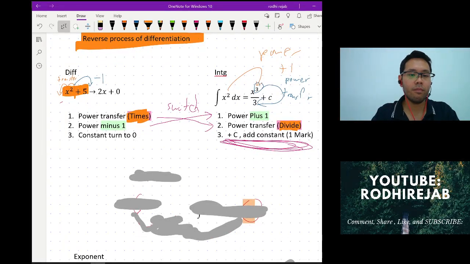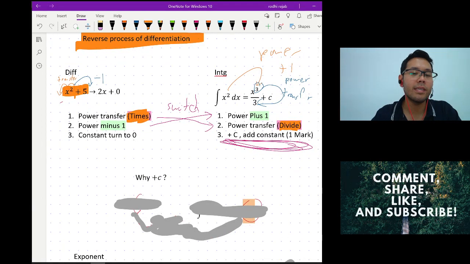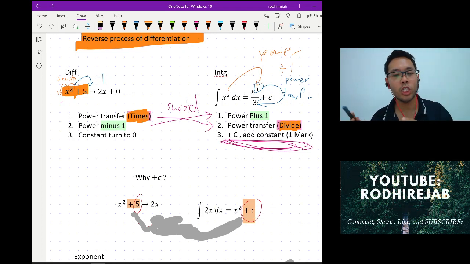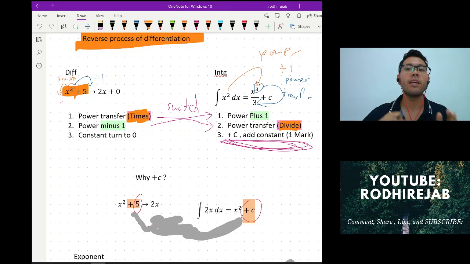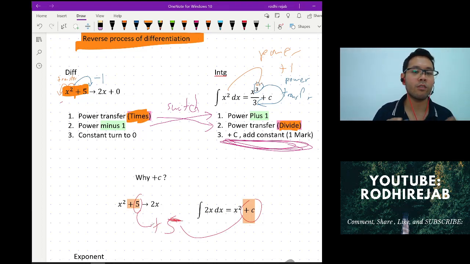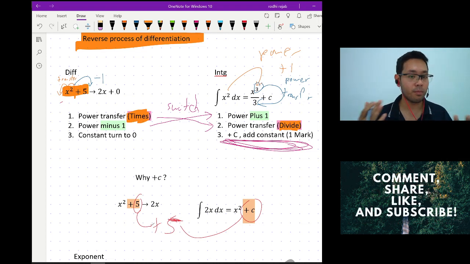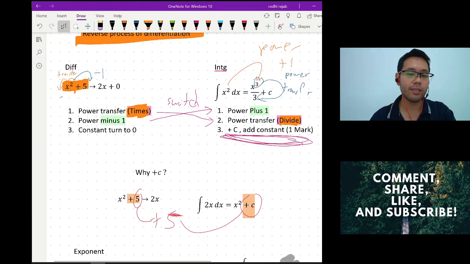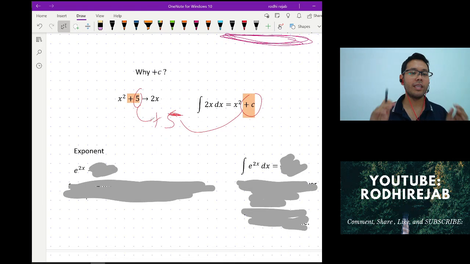So you might ask yourself, hey, why plus c, sir? Well, remember, if I give you something like x squared plus 5, and I differentiate it, I got myself 2x. And if I were to integrate that one, remember, integration is a reverse process. So from 2x, I got myself x squared, but I don't have my plus 5. So the plus c is the one that denotes the plus 5. That's why there's a plus c. What if it is minus 5, sir? Then we still remain it as plus c. It's just that the value of c is equal to negative 5.